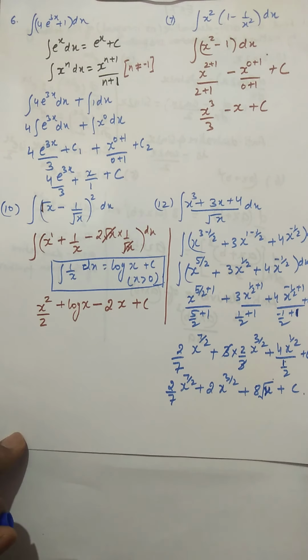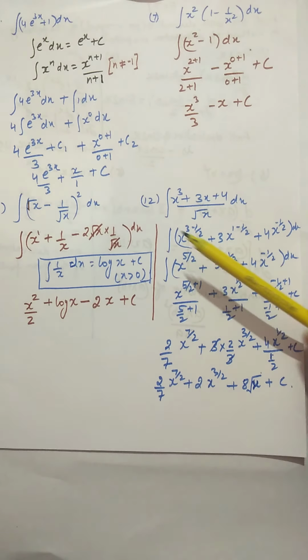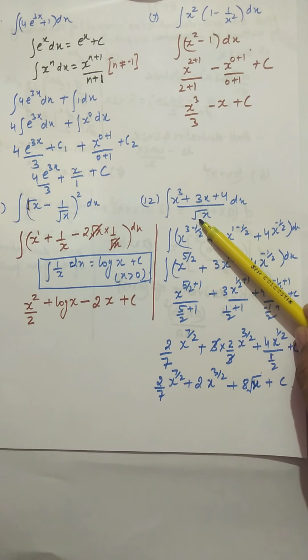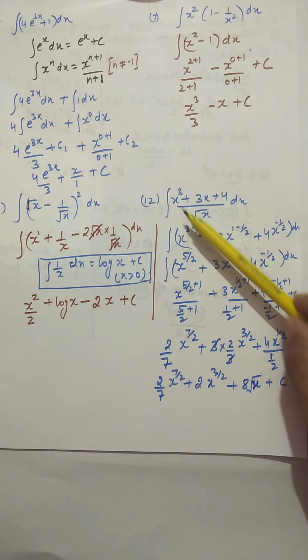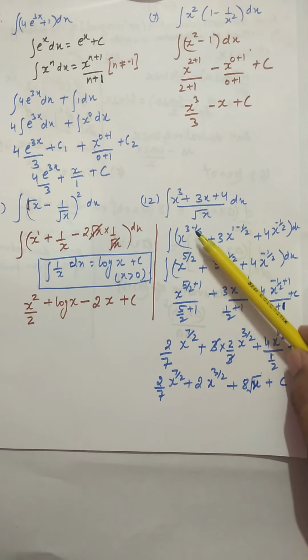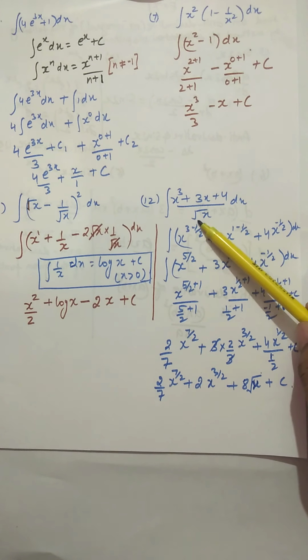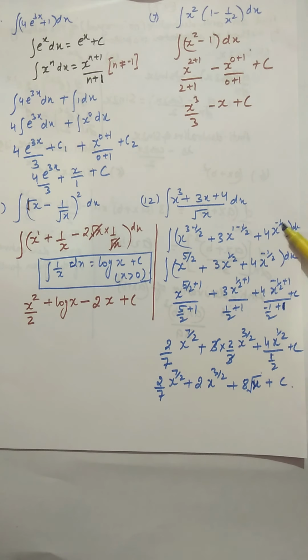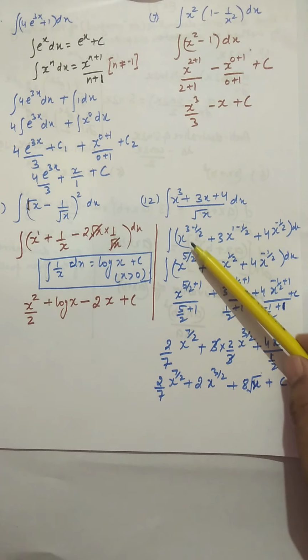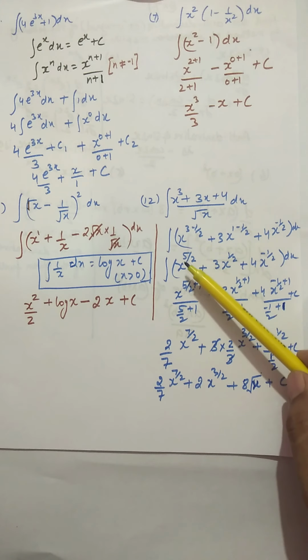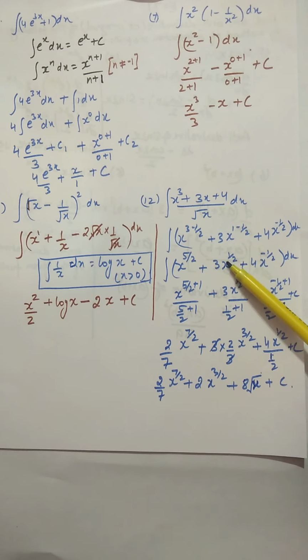So I can explain it again. You see, this is x cube upon root x, which you do first. Root x is x^(1/2), so it goes up and the exponent will be negative. Similarly for 3x, this exponent goes up and will become minus 1/2. This is 4, and this exponent completely goes up, and it will become x^(-1/2). So according to this you first simplify. This is x^(5/2), this is 3x^(1/2), this is 4x^(-1/2) dx.